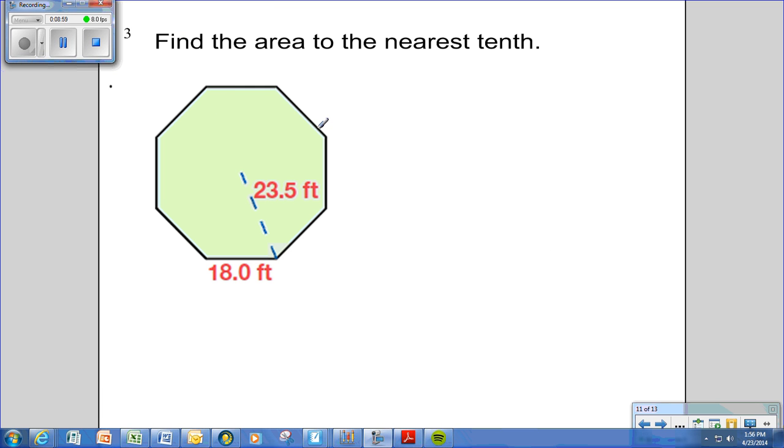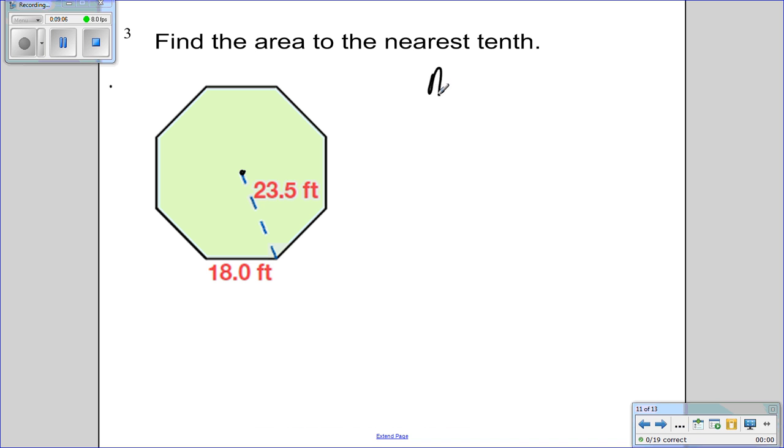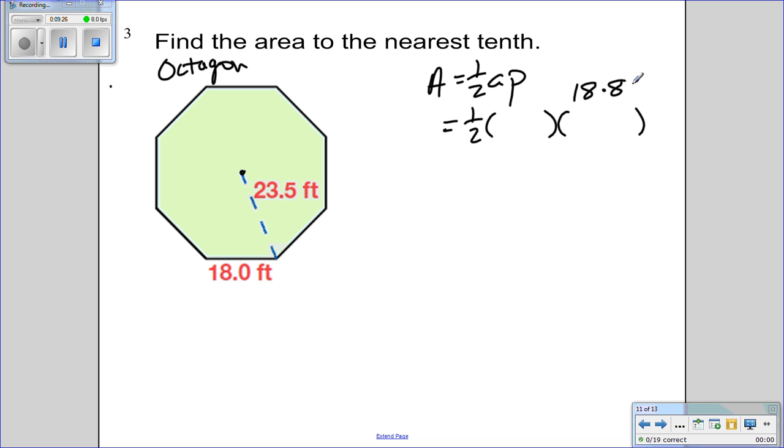Okay, let's move on to another example and find the area of this shape to the nearest tenth. Let's write out our formula. Area equals 1/2 apothem times perimeter. The first thing I notice is that I have one side is 18. So I'm going to take 18 and multiply it by the number of sides here. This is an octagon, and an octagon has 8 sides. So 18 times 8 would be 144. There's my perimeter. What I don't have is the apothem.